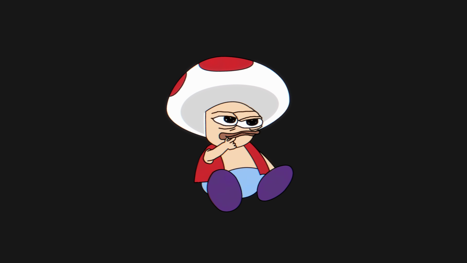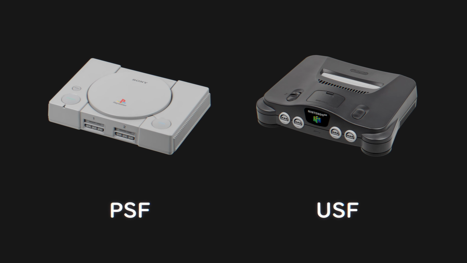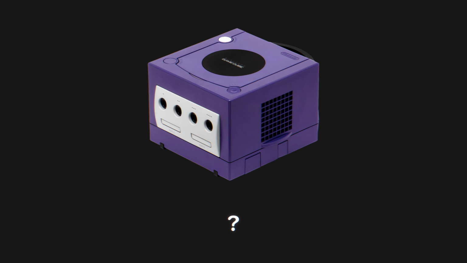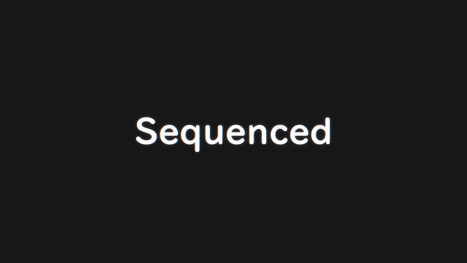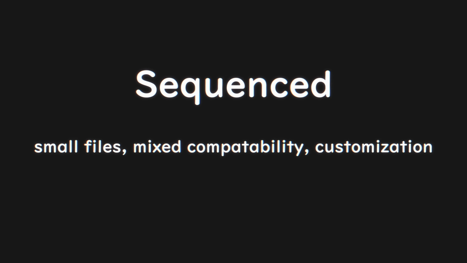This is where compatibility and exact formats start to vary greatly between systems. Some are widely supported and have custom formats made by the community, like PSF and USF for the PlayStation and Nintendo 64 respectively. But some are either under-researched or are very complicated and can't be played back as easily, like with sequenced music from the GameCube. Sequenced formats generally share similar pros and cons with chiptune formats, having small file sizes, mixed compatibility, and extra customization, although tagging is usually not as complete or present as most chiptune formats.